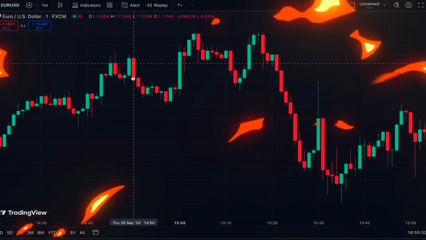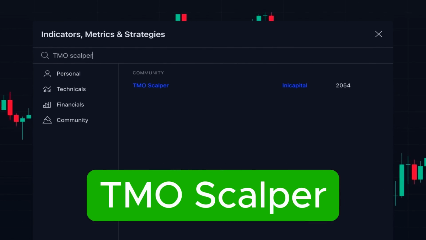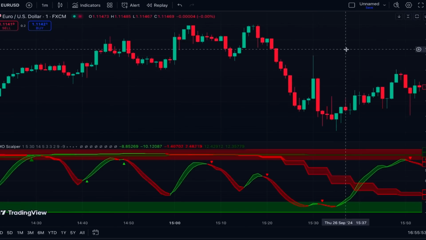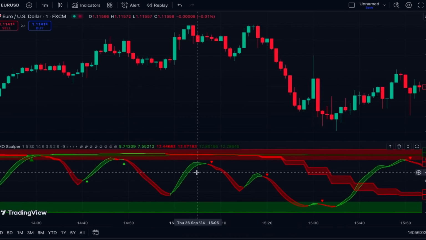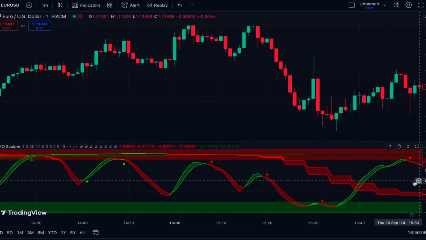To add this amazing indicator to our chart, here we click on indicators and we search TMO scalper, this one, which is written by INL Capital. Alright, this is the indicator, and as you can see it is added here below the chart. It is actually an oscillator, and as you can see we have some lines that are moving above and below the center line, which is 0.